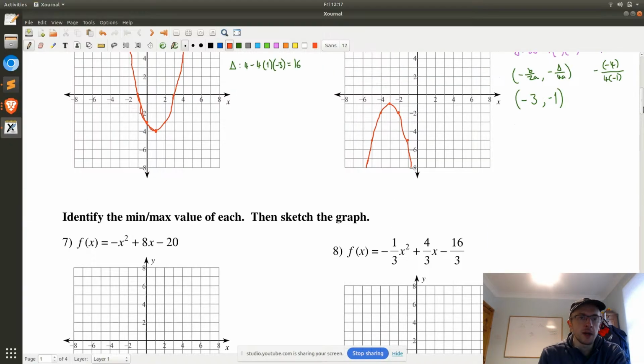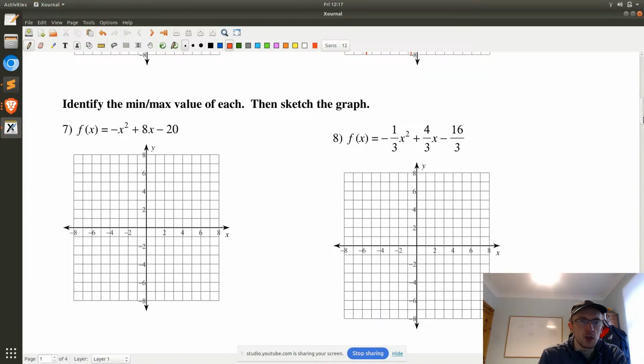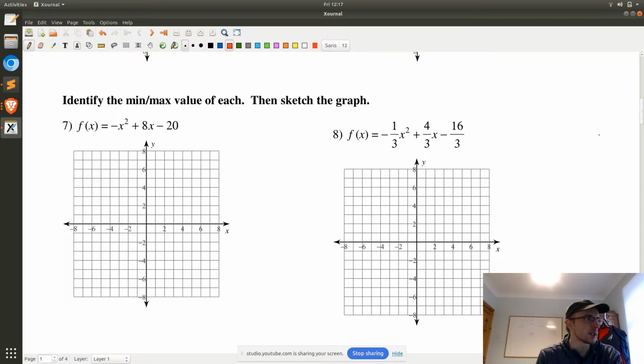Find the minimum and maximum of each. Min-max value of each. Well, that's simply the vertex. No, that's wrong. Because the vertex is a point, a coordinate, and it has coordinates. If you want to find the min-max value of each, then you have to find the y-coordinate of the vertex, which is negative delta over 4a.